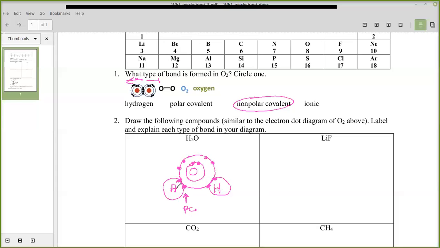So one electron for the hydrogens. 1, 2, 3, 4, 5, 6, 7, 8 for the oxygen. So that's water. Does it make sense? Any questions? Any corrections? No corrections? Okay. Let's move on to the next one.